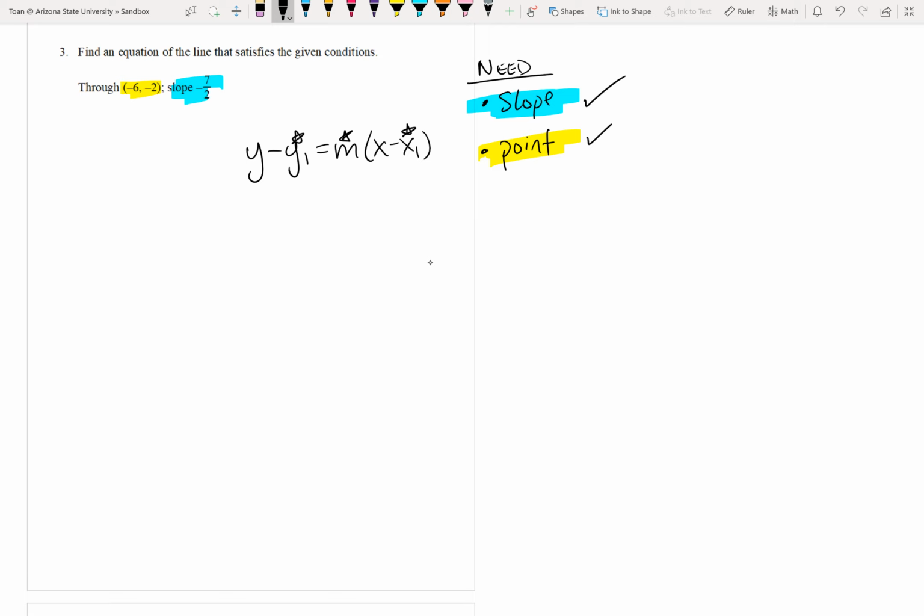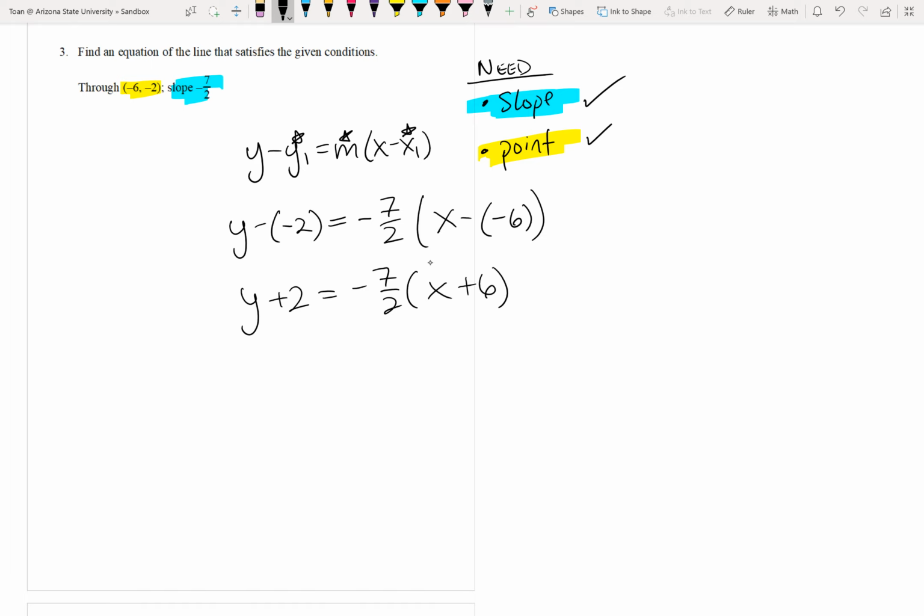So let's go ahead and do that. We have y minus, our y value of our point is negative 2, equals m, our slope is negative 7 halves, times x minus, our x of our point is negative 6. Go ahead and take care of the double negatives. Y plus 2 equals negative 7 halves, x plus 6. And then go ahead and write your final answer in slope-intercept form, basically solving for y.